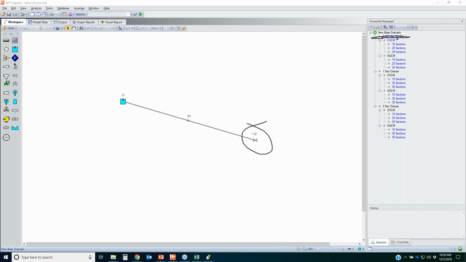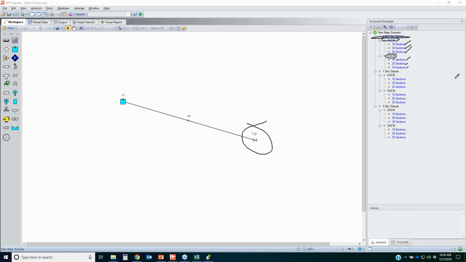And then I have sub-scenarios. So I have a parent case, which uses the discrete vapor cavity model, and then I use 10, 20, and 30 pipe sections in the pipe. And then I have the gas cavity model, and I use it again, 10, 20, and 30 sections.